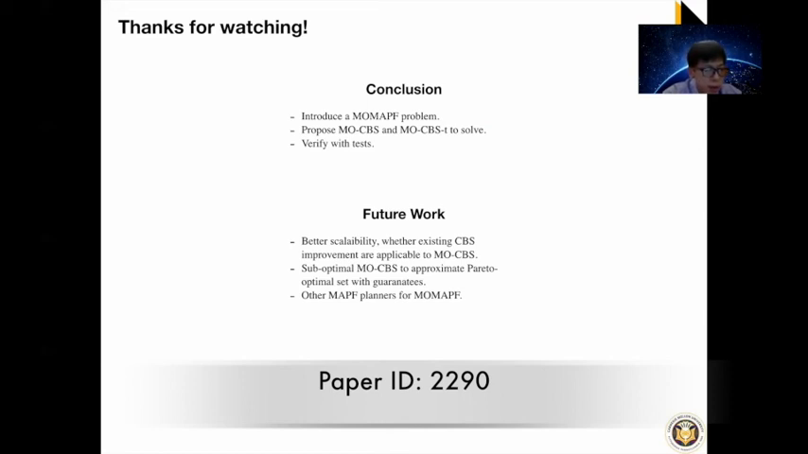For future work, one can consider improving the scalability by investigating whether existing CBS improvement techniques are still applicable to multi-objective CBS. One can also consider a suboptimal version of MOCBS to approximate the Pareto-optimal set with property guarantees. And finally, one can also explore how to leverage other MAPF planners such as MSTAR, EPE, A-STAR to solve MOMAPF.